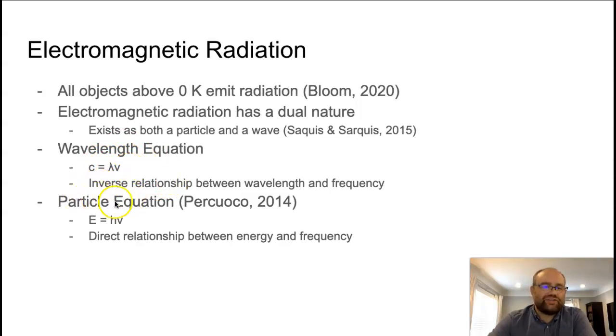And another relationship is this particle equation. The energy is going to be related to the frequency of that electromagnetic radiation. We multiply it by this h here, that's Planck's constant. It's 6.626 times 10 to the negative 34th joules times second. So each photon has a particular amount of energy that it can have, known as a quanta. And while that value is small, we're talking about a huge number of photons here.